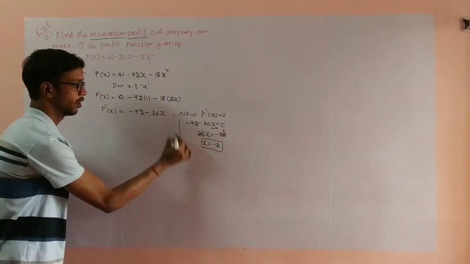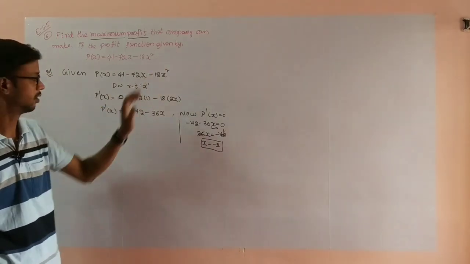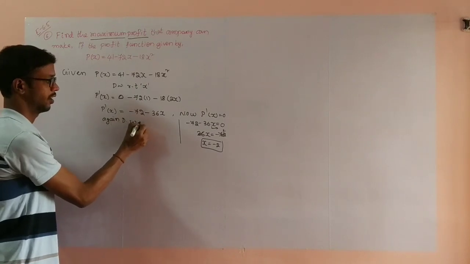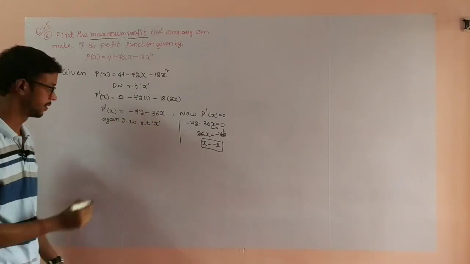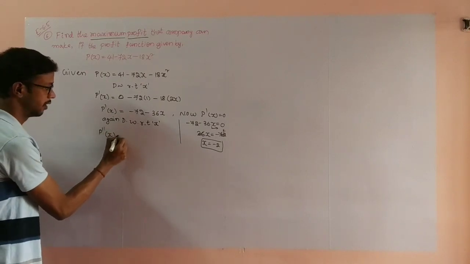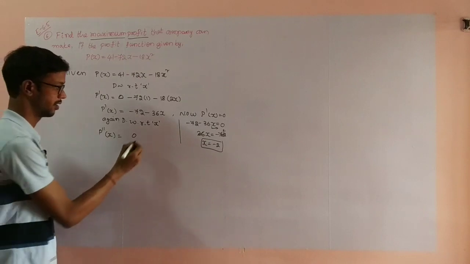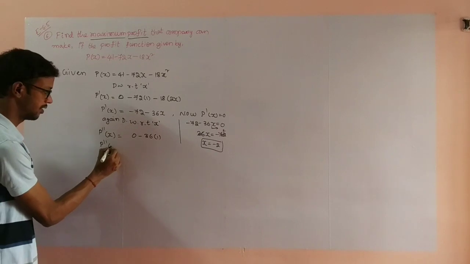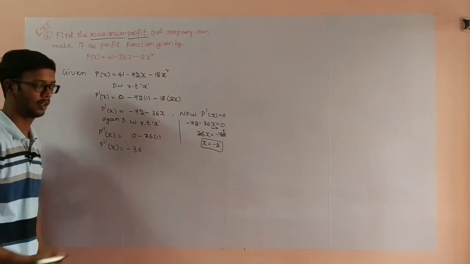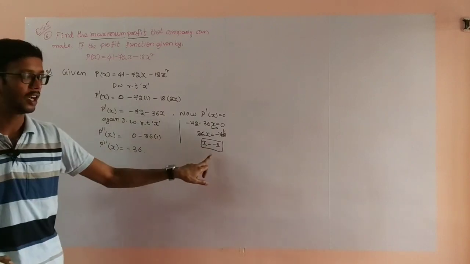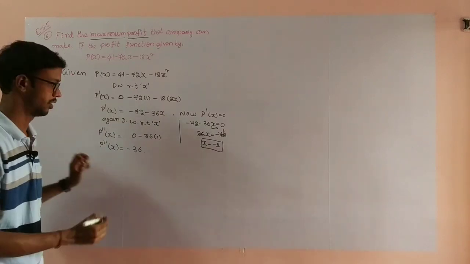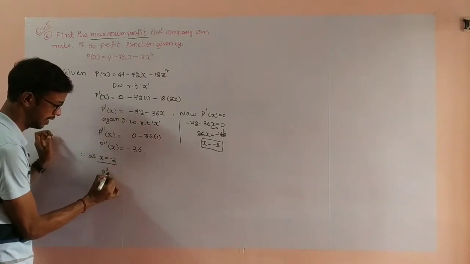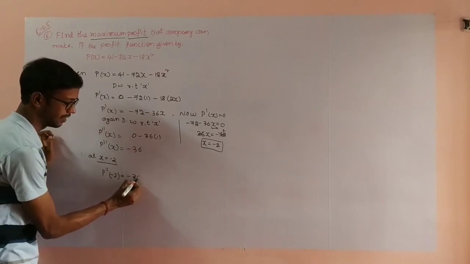Now, how will you do the second derivative test? Here there is no closed interval, so the normal method. Again derivative with respect to x. P double dash of x is equal to, this derivative is 0, constant derivative is 0, minus 36 into 1. P double dash of x is equal to minus 36. Now substitute the critical point in the double derivative. Therefore at x equal to minus 2, P double dash of minus 2 is minus 36.